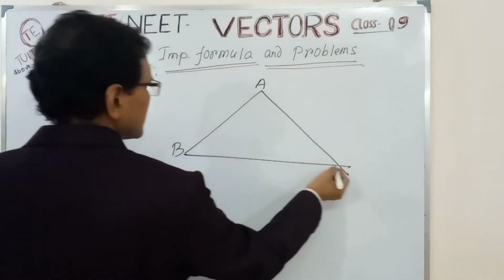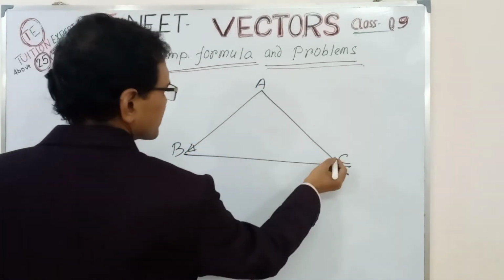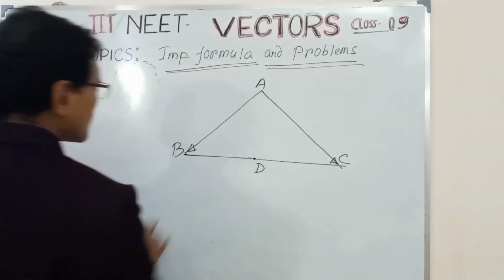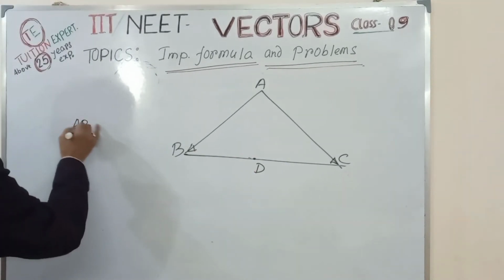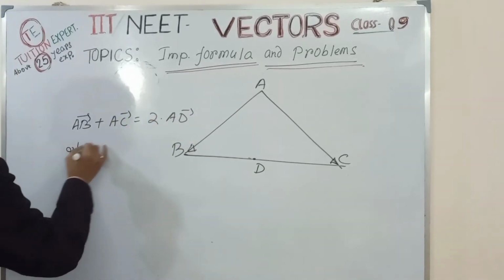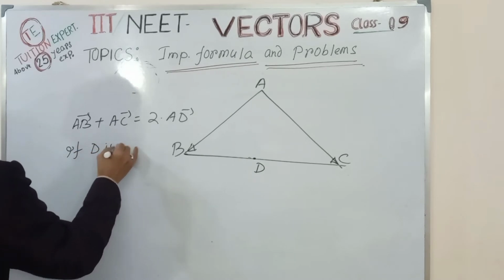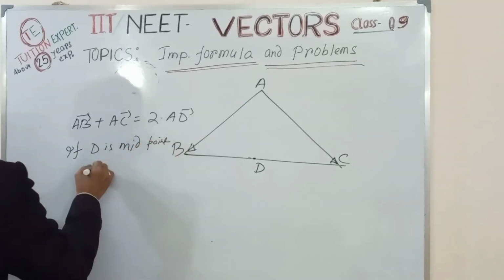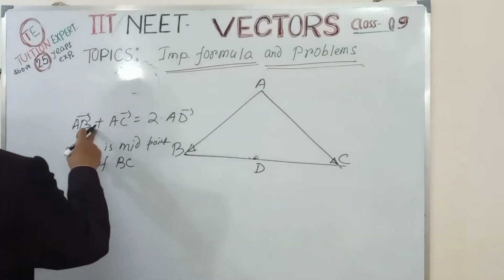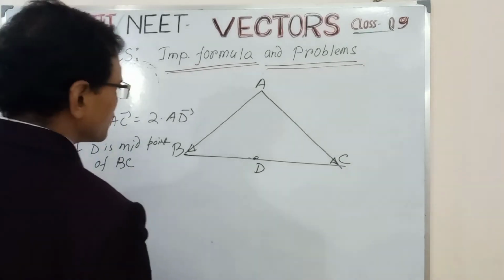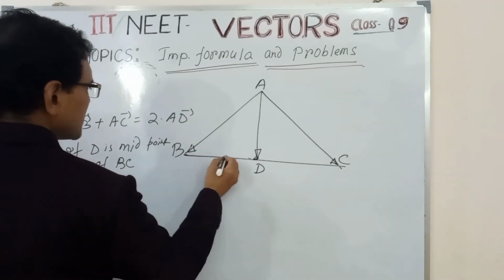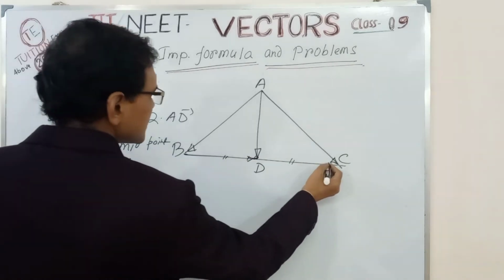Suppose AB and AC are two sides, and D is the midpoint of the side BC. Now this becomes AB plus AC equal to twice AD if D is the midpoint of BC. How to prove? Draw this line. Now this side equal to this side, so BD and DC will be same.